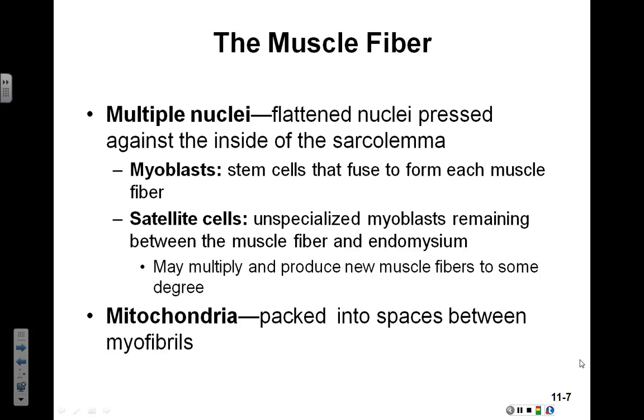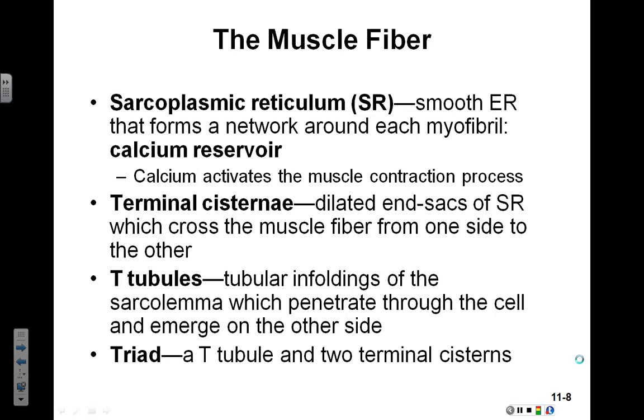Muscle fibers have a lot of mitochondria. The mitochondria is responsible for producing what? The ATP, which is needed for our muscles. Sarcoplasmic reticulum, which you need to be familiar with because I'm going to ask you questions about it. When I do a review of this, I typically ask you about the entire process of muscle contraction and what's needed.